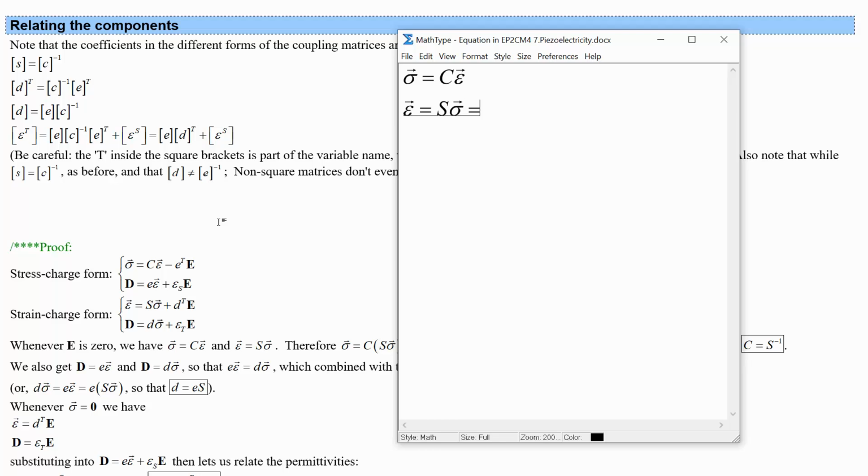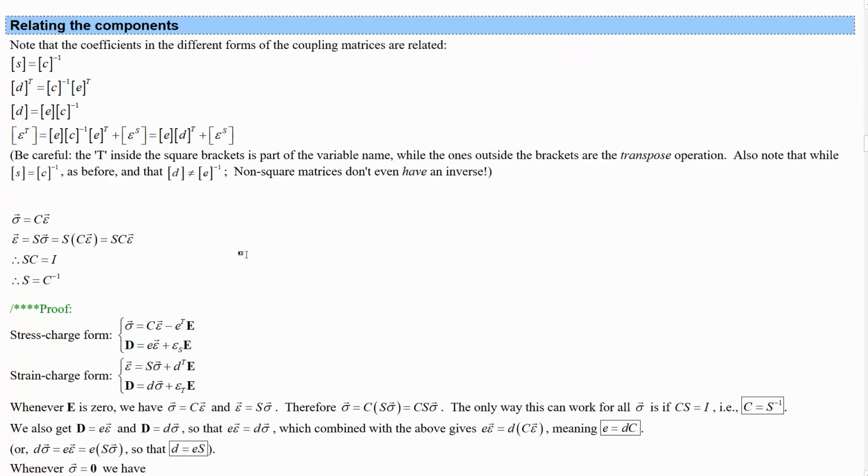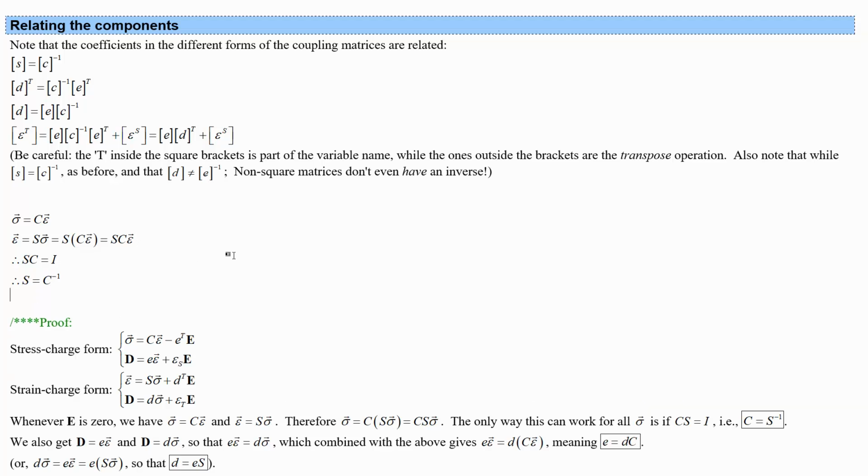Okay, but sigma was equal to C times epsilon. So epsilon is equal to S times C times itself for any value of the strain, which means that SC has to equal the identity matrix, and therefore S is equal to C inverse and vice versa. Okay, that's the first one. The compliance matrix is the inverse of the stiffness matrix. Right, what's the next one?